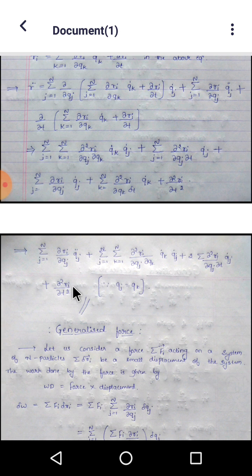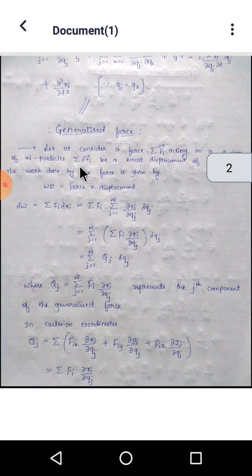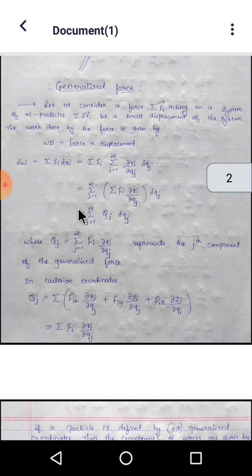So, clear, generalized acceleration. Before going to acceleration, first try to solve the displacement and velocity, then you will know about the acceleration. Directly acceleration will not come, because acceleration depends upon the velocity, and velocity depends upon the displacement. Okay. Now generalized force. Generalized force means what?